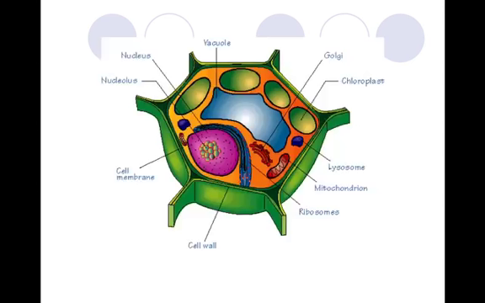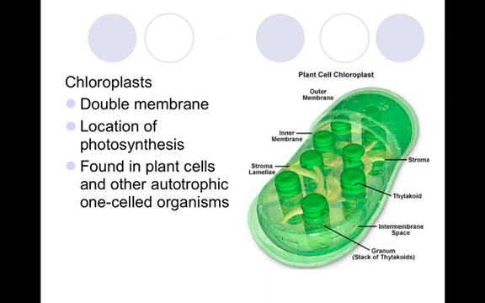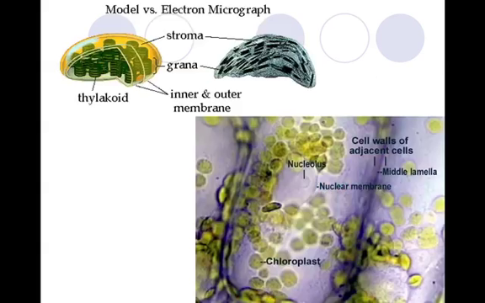So here's an example of how large the vacuole is in a plant cell. Chloroplasts are the green that you saw in there, and they are double membrane. They have the location where photosynthesis occurs. They're in plant cells and other autotrophic one-celled organisms. When we start talking about photosynthesis, we will talk about the complexity of these chloroplasts, that they're not just round green things. And this is also an electron microscope image of what a chloroplast looks like.